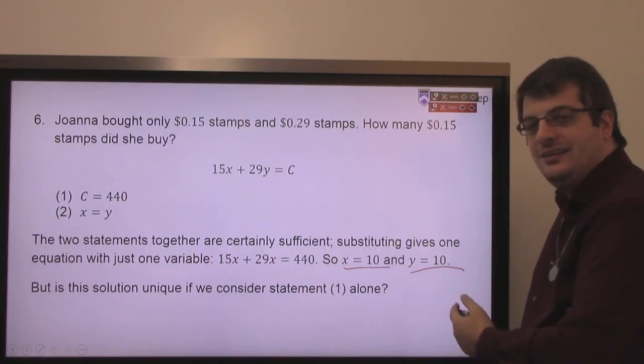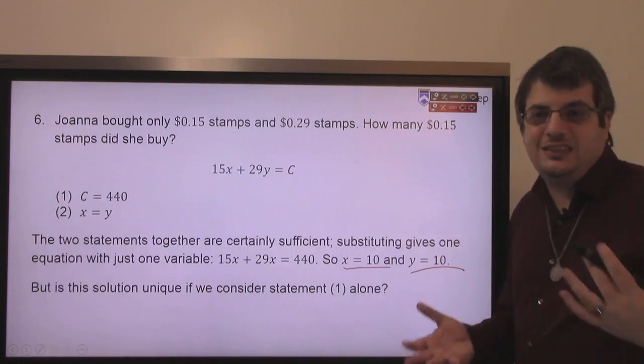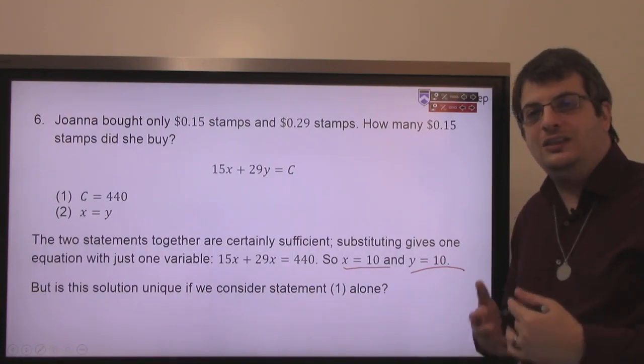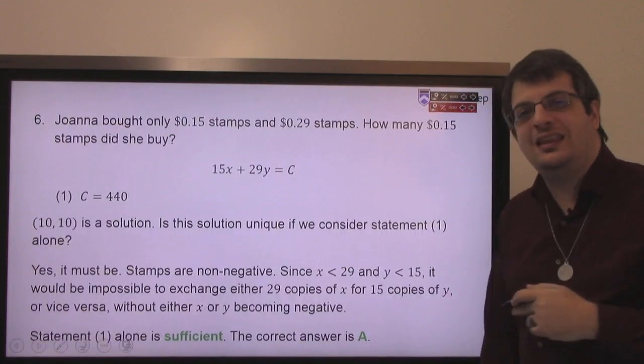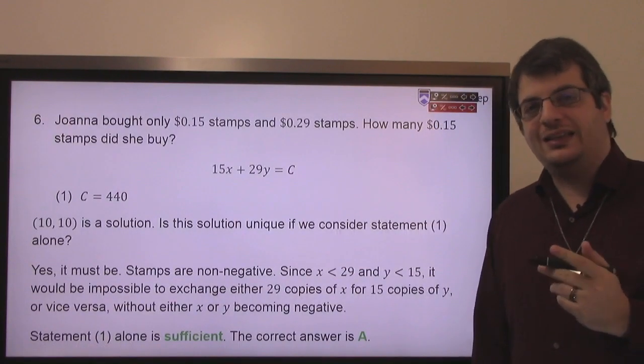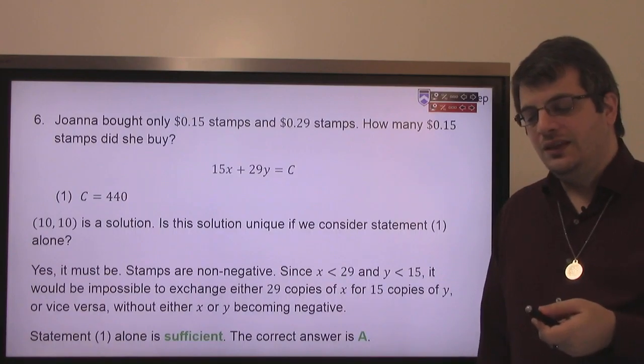So if I got 10 and 10, I'm stuck. That's it. That's the only thing I can have. There's no exchanges possible. So that solution isn't just a solution, it's the solution. And that's why A is correct. And that's how I would do it.